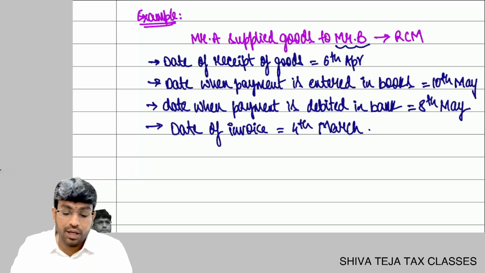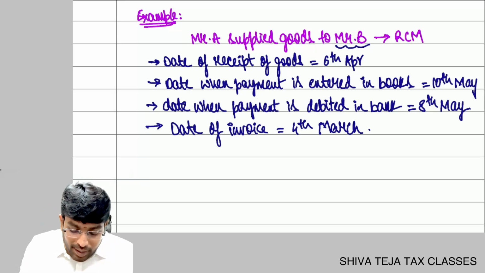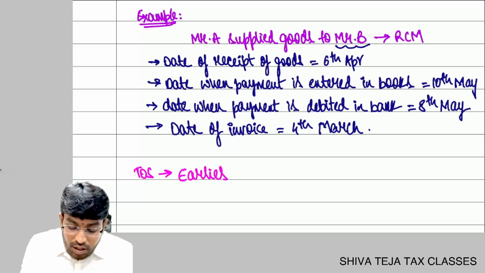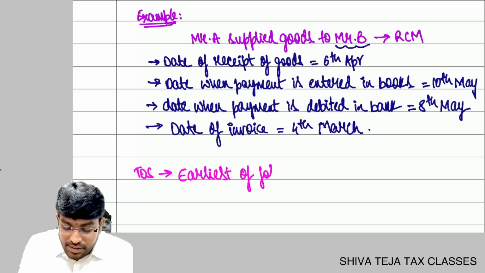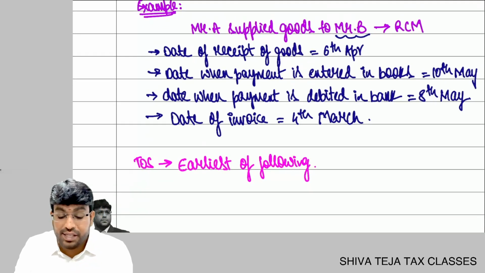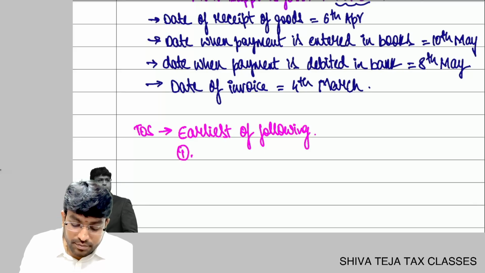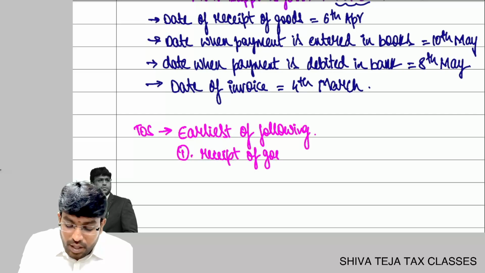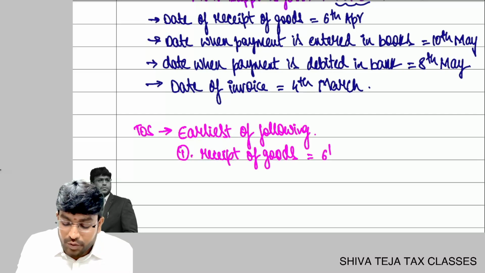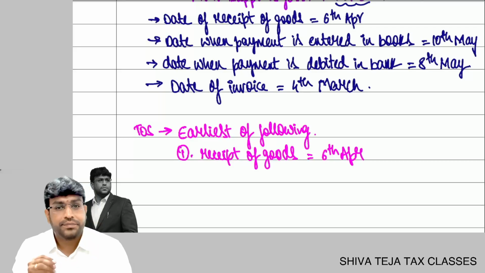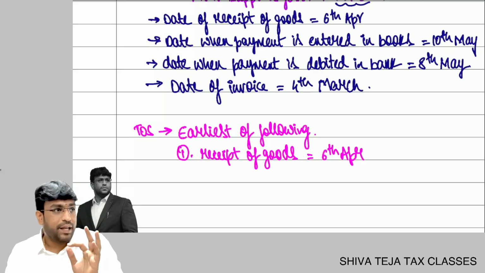Okay, my dear friends, now tell me, time of supply is what, sir? Wait, relax. Earliest of the following. Don't tell the answer directly, wait. Number 1 is what? Date of receipt of goods. What is the date of receipt of goods? 6th April. That is very clear.